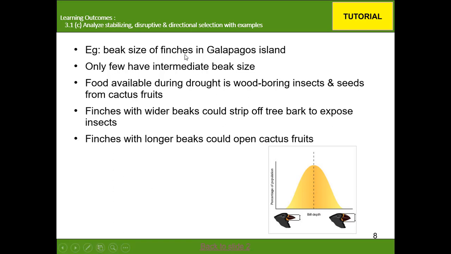Also, the beak size of finches in the Galapagos Islands. Only a few have intermediate beak size, due to the food available.